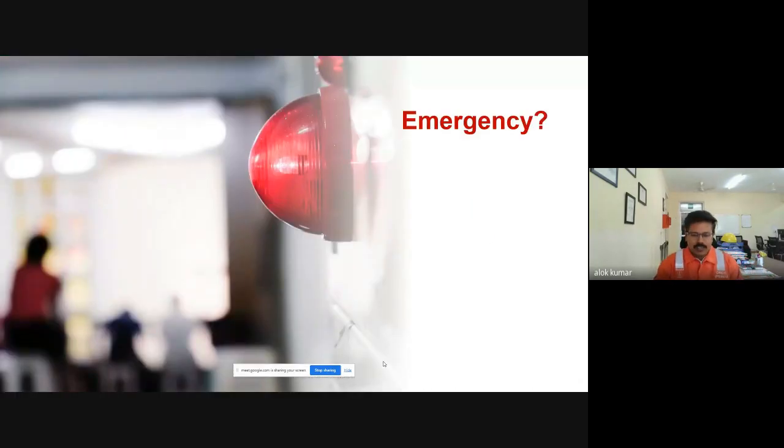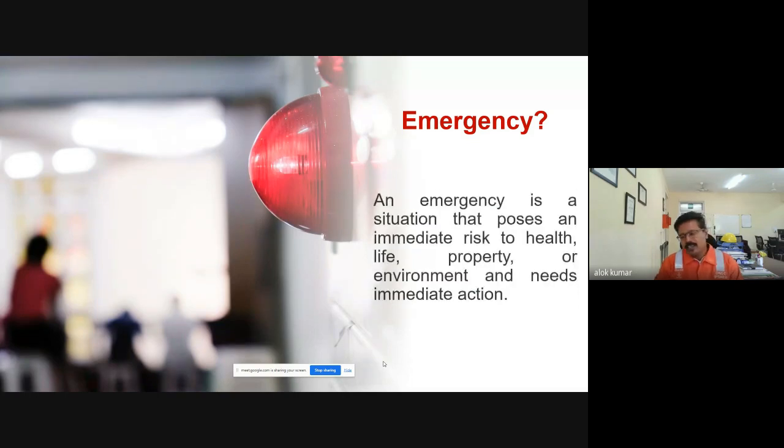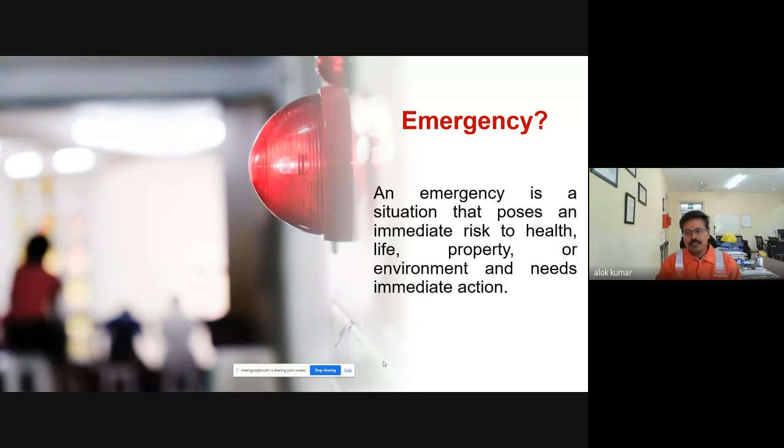What is an emergency? It's a very simple definition. Emergency is a situation that poses an immediate risk to health, life, property, or environment and needs immediate action. Emergency can come in any form. It can take the shape of a disaster as well, and disasters are classified in different categories. You all might know: natural disasters, man-made disasters, technological disasters.